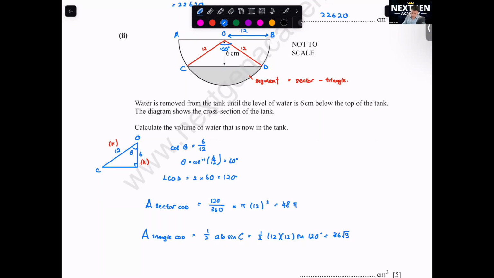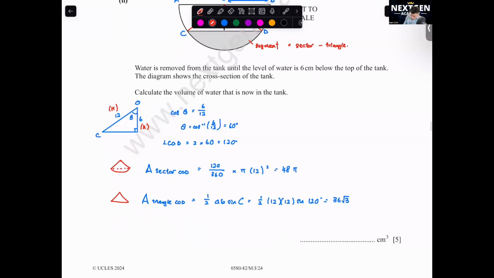Okay, so now I have this part. Okay, I have this part. I minus off this part. So to find the last part, which is the area of the segment, we will take sector minus triangle, which is 48 pi minus 36 sec 3. Okay, just put everything into the calculator. You get 88.4.